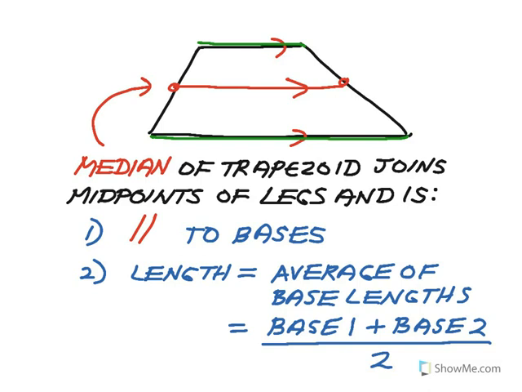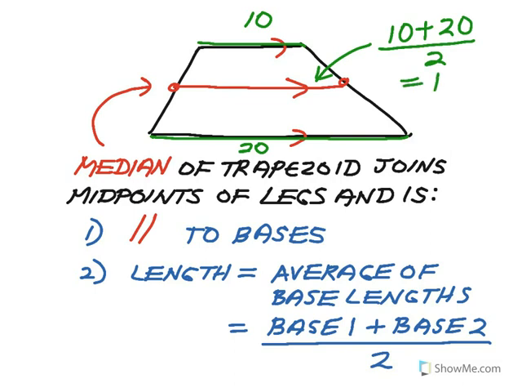So for example, if this was 10 and this bottom one was 20, then the median would be the average, the number that's halfway between 10 and 20. So that's going to be 30 divided by 2, or 15. So that's the special property, or the theorem about the median of a trapezoid.